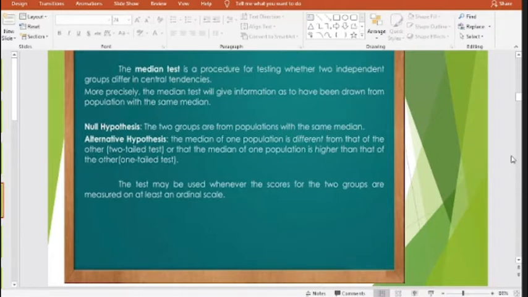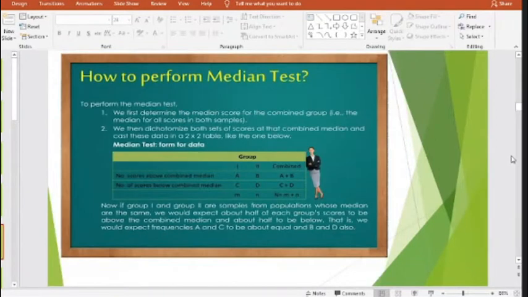How to perform the median test? To perform the median test, let's first determine the median score for the combined group. We then dichotomize both sets of scores at the median and cast this data in a 2 by 2 table like the one below. This is the form of the data as shown in the figure.